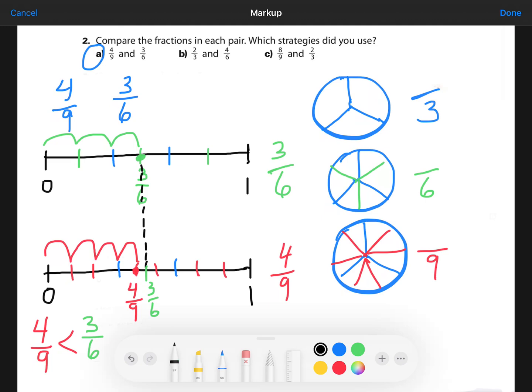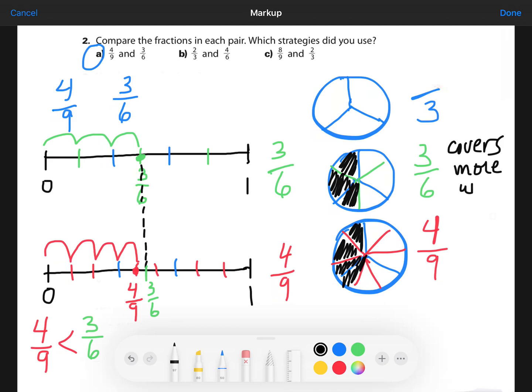Over here on the circle graphs, pie graphs, there's my 3/6. And I'm going to shade in a similar area on the 9ths. Here are 4/9. And we can see that 3/6 covers more area. They're very close. 3/6 covers more area than 4/9. Okay, I hope this helps.